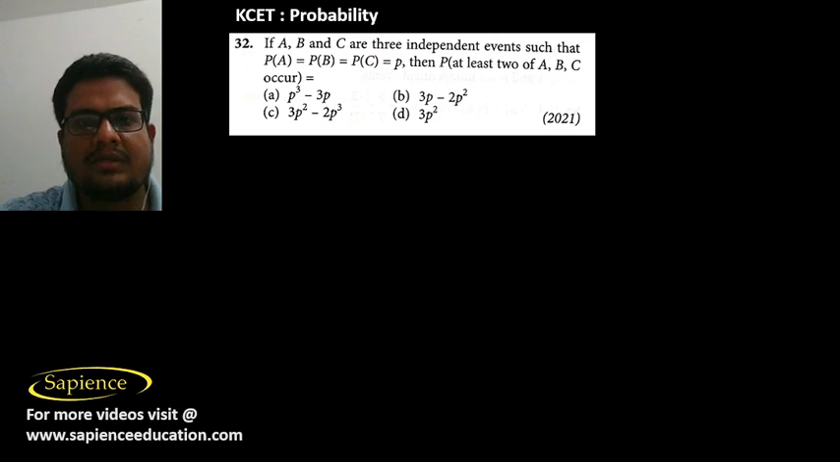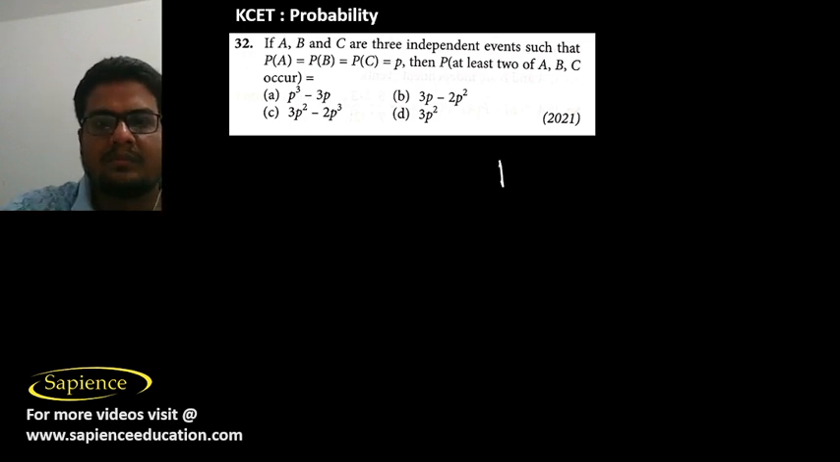If A, B, and C are three independent events, such that P of A equal to P of B equal to P of C is equal to P, then the probability that at least two of A, B, and C occur is equal to.